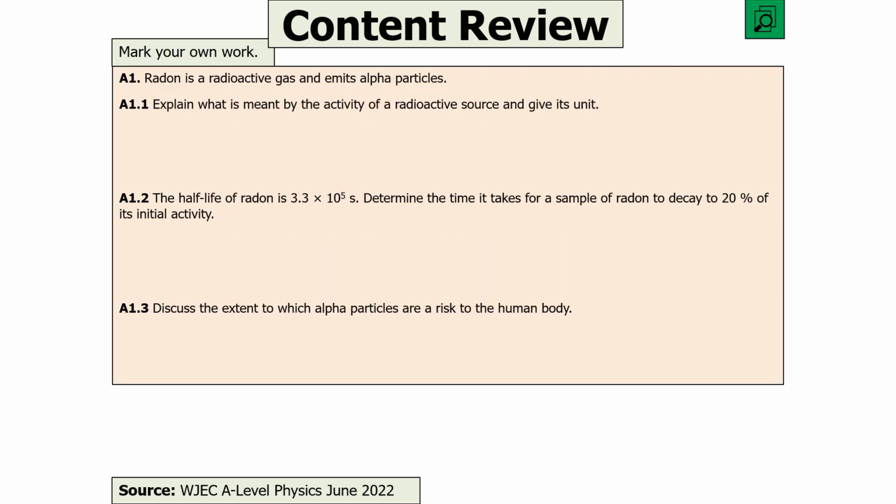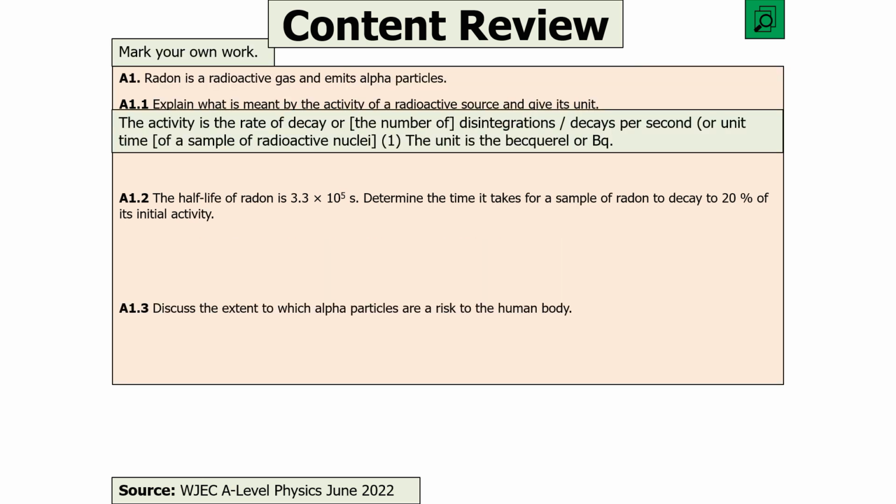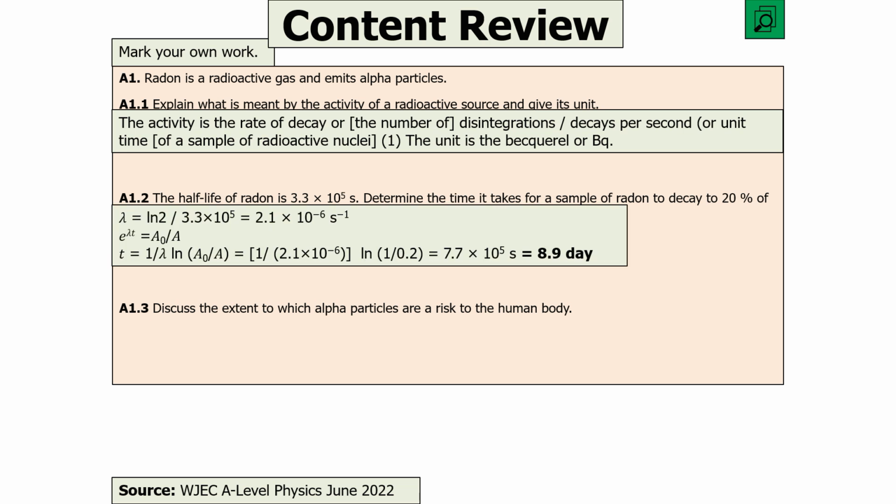Right, so activity is the rate of decay, or the number of disintegrations or decays every single second, and it's measured in becquerels. In this next one, we know that the decay constant is log 2 over the half-life, so we get it to be 2.1 times 10 to the minus 6 per second. We can then say A equals A0 e to the minus lambda t. We can then work that through to make t the subject. We get 7.7 times 10 to the 5 seconds, which is 8.9 days.